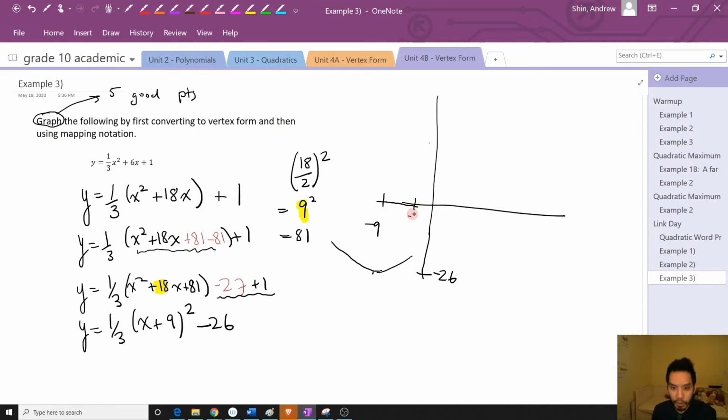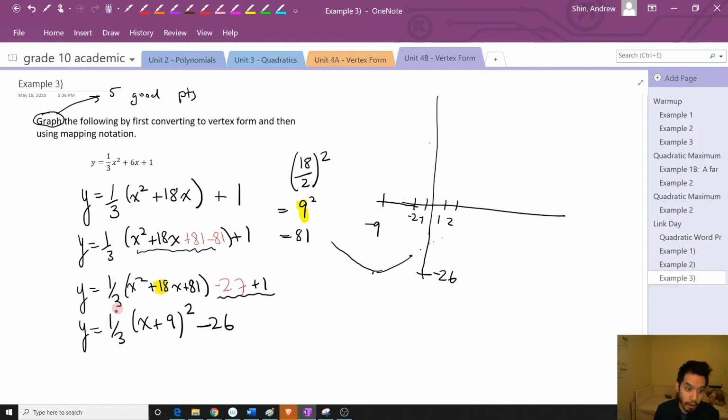If you plug in -2 for x, -1, 0, 1, and 2, you're just going to get these 5 points, 1, 2, 3, 4, 5. You're not going to get the most important point, which is -9 and negative 26. You're going to be guessing. You can't tell what the vertex is from standard form. You have to do some work to find out what it is.